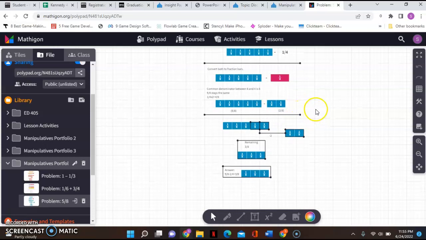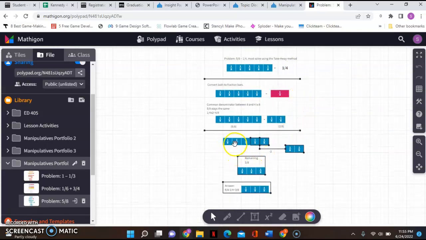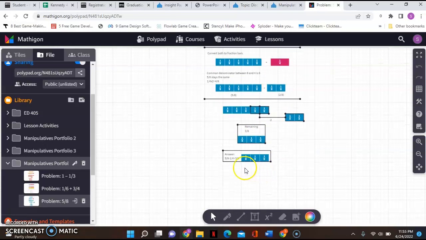And so we had to use the takeaway method. And so we have the 5/8 value set here. You take away 2 of those over here. And so the remaining of this is 3/8. And so the final answer is 5/8 minus 1/4 equals 3/8.